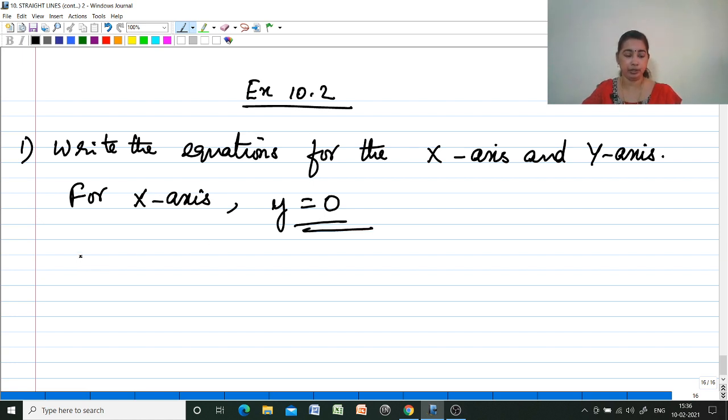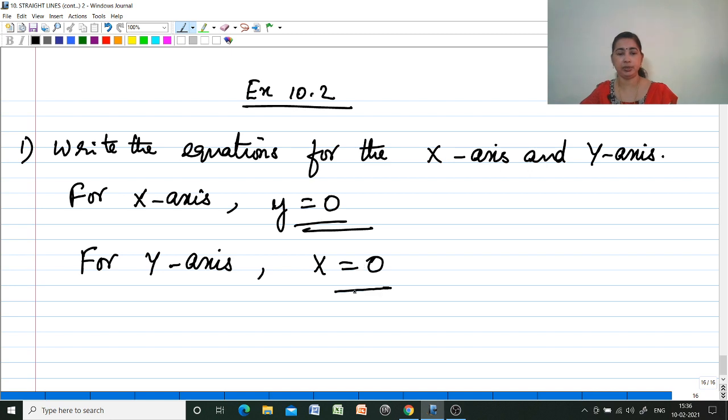And for y axis, x will be 0. So that's the equation for y axis. On the y axis we have seen that everywhere on the y axis the x value will be 0.